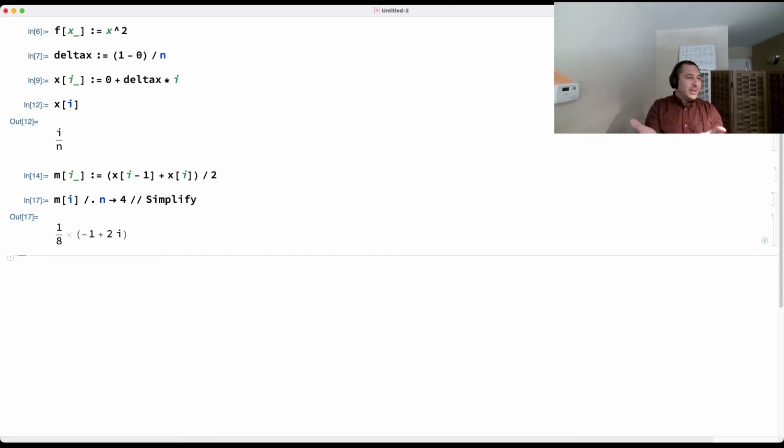But isn't it pretty cool that Wolfram will just do it for you? You tell it, here's the xi, then you say, well, my mi is in terms of the xi. And then I noticed I left the n there so that in case I wanted to change the number of rectangles, I could change it later. So you do this little thing where you can set n equal to 4, and then I told it to simplify it. That's exactly what I wanted.